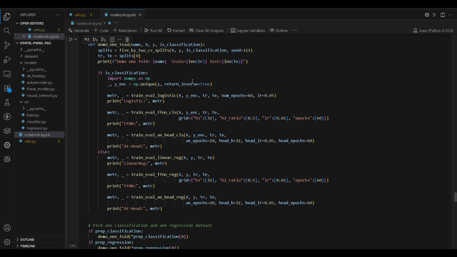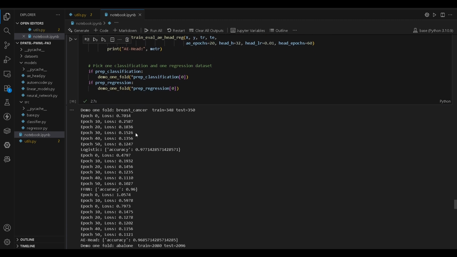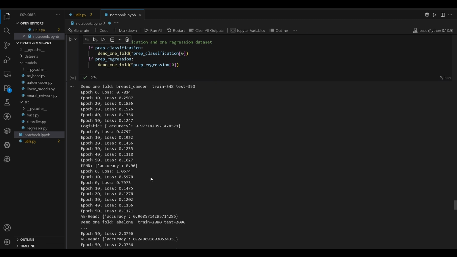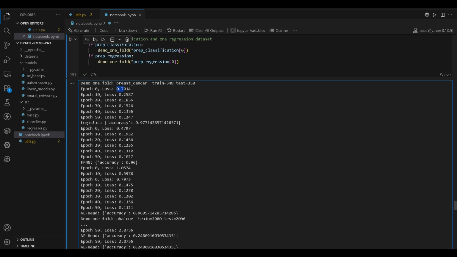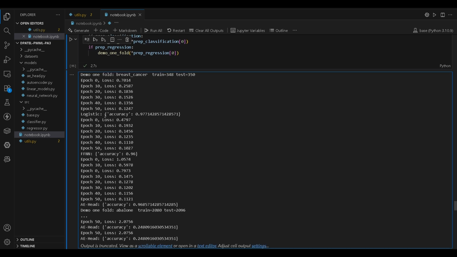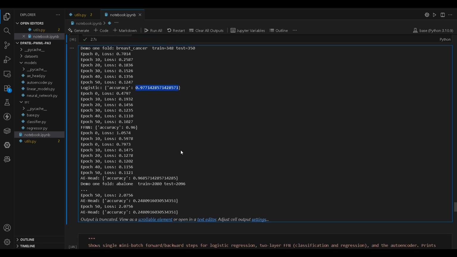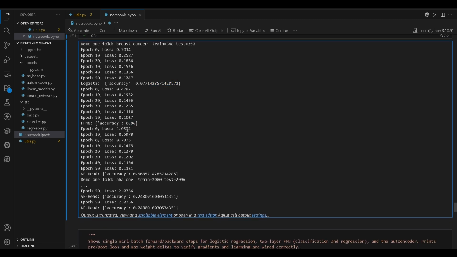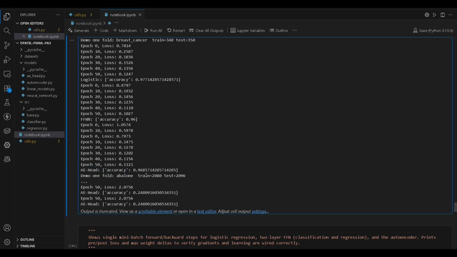During training, you can see the logistic regression loss starting near 0.7 and gradually decreasing below 0.13 from here over here, after 60 epochs. So after 60 epochs, the logistic model reaches about 97.7% accuracy. The two-layer feed-forward neural network reaches around 96% here, and the autoencoder head will reach around 96.8%. These numbers are consistent with the averages we saw earlier, confirming reproducibility across folds.